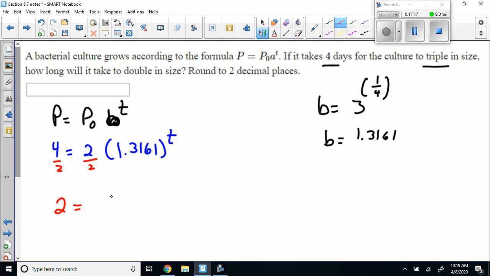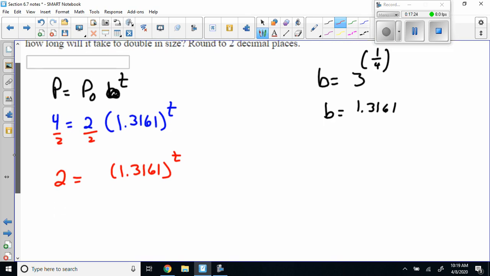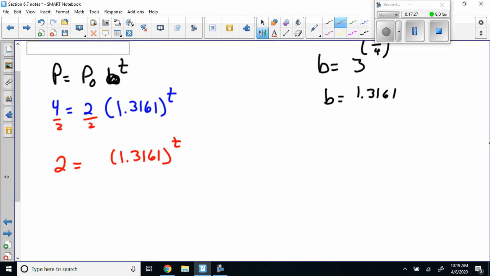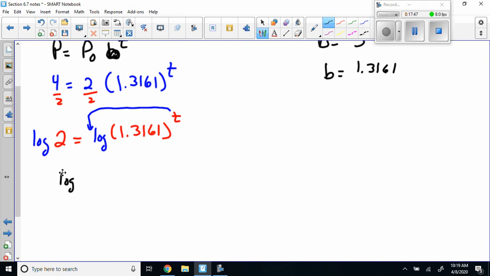And then we have 1.3161 raised to the t. Now this leads us right back to previous problems, right? It's an exponential. It's not an e, but we're going to solve it by taking the log of both sides. And by taking the log, we're going to move that t out here because of the properties, right? The power property of a log. So what we're going to get is the log of 2 is equal to t times the log of 1.3161.